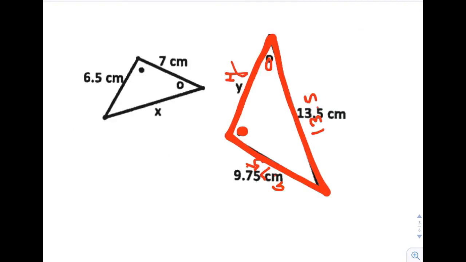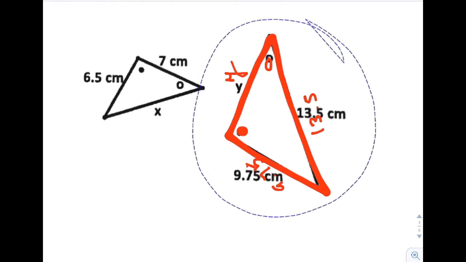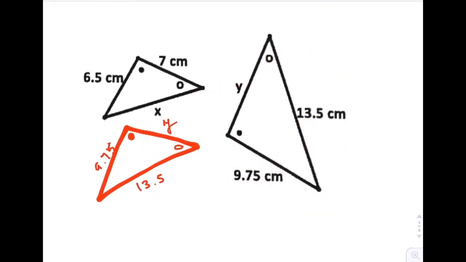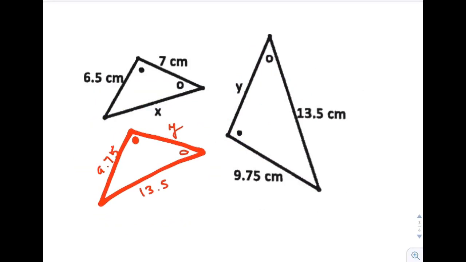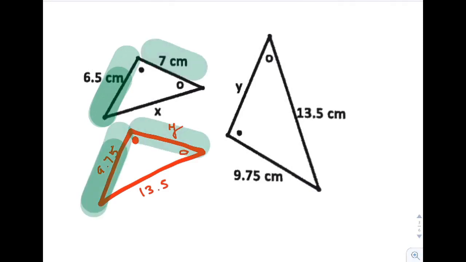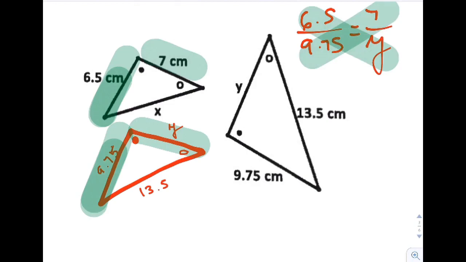Okay, on the next problem, the only thing that's a little bit frustrating is the one on the right is turned and twisted a little bit. So you could do this with tracing paper or just redraw it yourself. And if I turn it a little bit like that, now it looks just like the one above it, and you can easily see that 6.5 matches up with 9.75 and 7 matches up with y. So I'm going to do 6.5 matching up with 9.75 and 7 matching up with y. And you can cross multiply and solve there.